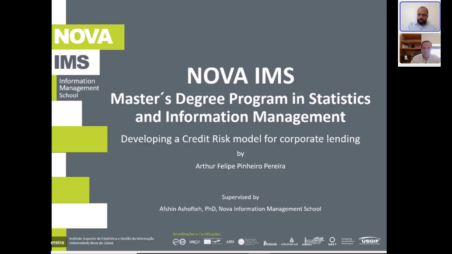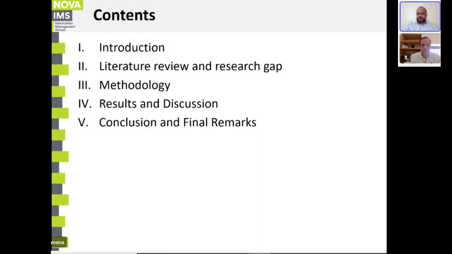My thesis is about developing a credit risk model for corporate lending, as you have heard. So the contents are the following. I'll briefly introduce the problem that I've worked on for this period, then show how the literature review and the research gap supports my research, then show the methodology, so how I structured my work to achieve my results. Afterwards, I'll show the results in the conclusion, and then my final remarks, suggestions for future work, etc.